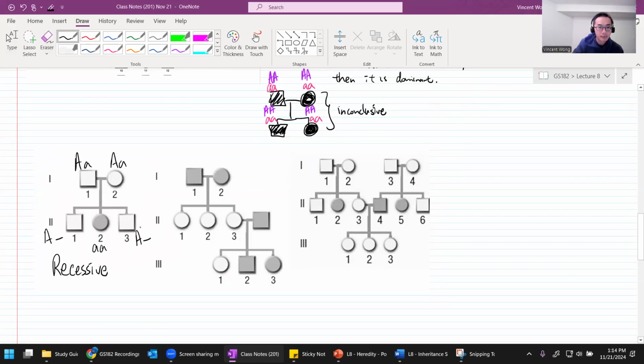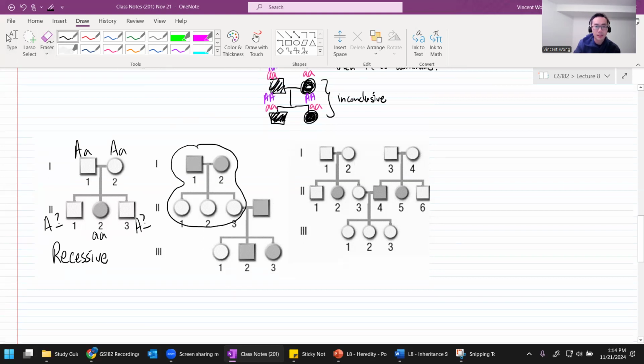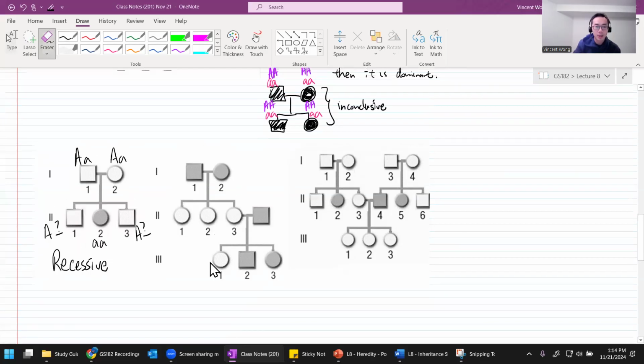And then, I'm not sure what the other two siblings are. Right, so there are a couple of families here. You can look at this family, which is inconclusive. It could be one way or the other. But if you take a look at this family, the parents have the trait, but the kids don't. So this must be dominant.